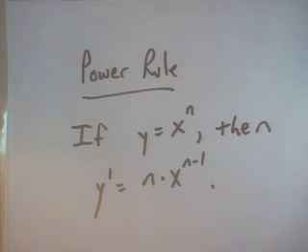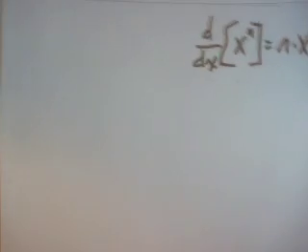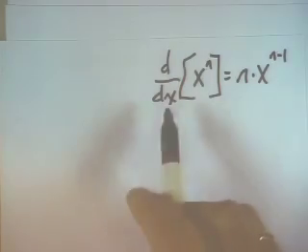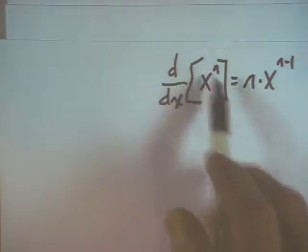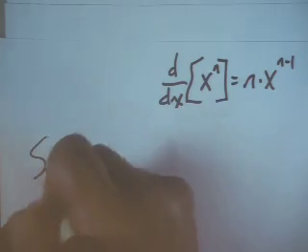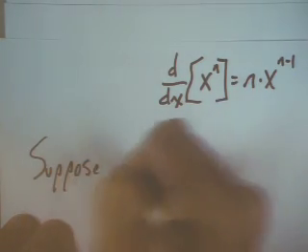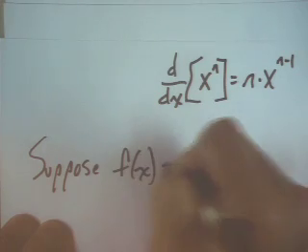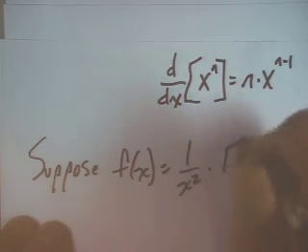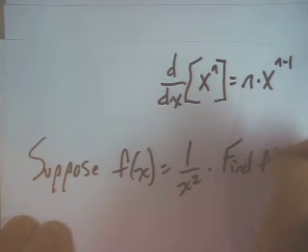Let's use it in an example to demonstrate how it's used. Here it is written again. We have the power rule right here, that the derivative of x to the n is equal to n times x to the n minus 1. So now let's suppose we have the function f of x is equal to 1 over x squared, and we want to find the derivative of that function.